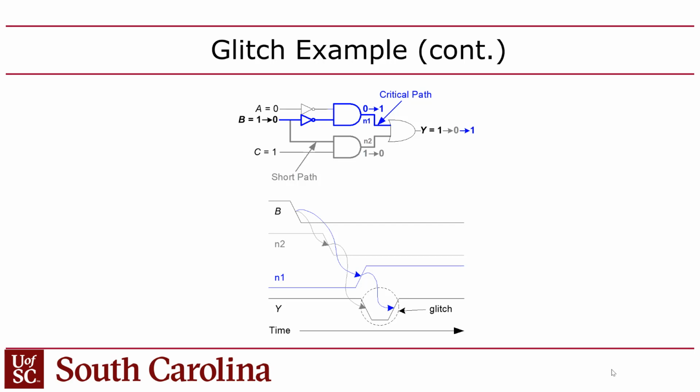Because this AND gate is going to lag behind this AND gate because there was this inverter, right? The B had to pass through the inverter before it got to the top AND gate, but it didn't have to do that for the bottom AND gate. And so if you look at the timing diagram, N1 is, they're both toggling, but N2, the bottom one, is going to be ahead of N1.